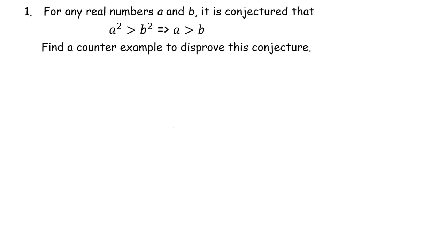So the first question is this one. For any real numbers a and b, it's conjectured that a squared greater than b squared has the implication that a has to be greater than b. So I want to find a counterexample to disprove this conjecture.